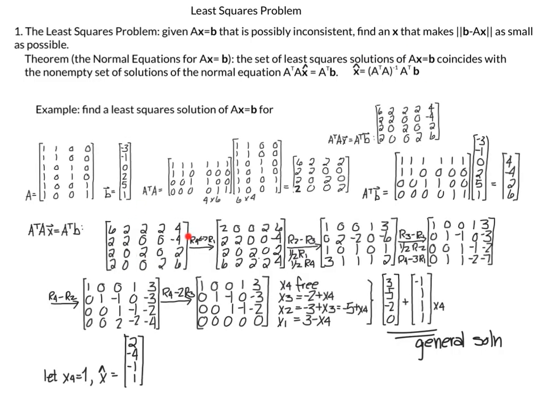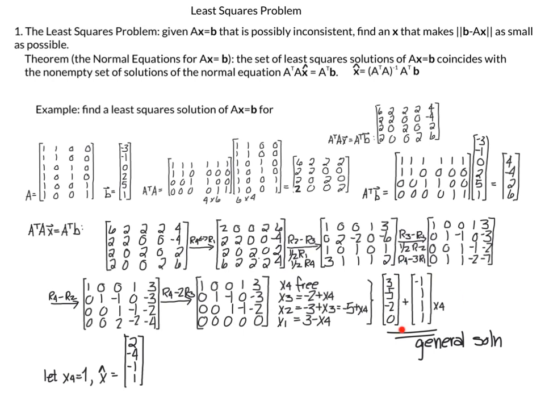And here are my row operations. This augmented matrix is row equivalent to the 4 by 5 matrix with column vectors 1, 0, 0, 0; 0, 1, 0, 0; 0, negative 1, 1, 0; 1, 0, negative 1, 0; 3, negative 3, negative 2, 0. So this implies x4 is free, x3 is equal to minus 2 plus x4, x2 is equal to minus 3 plus x3, which is equal to minus 5 plus x4, and x1 is equal to 3 minus x4.